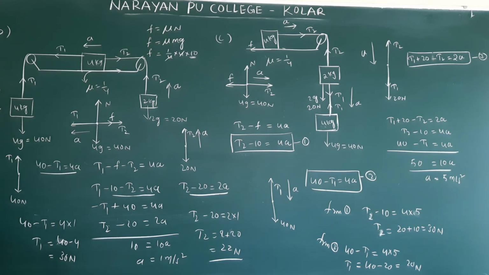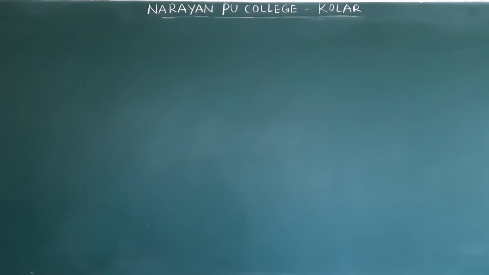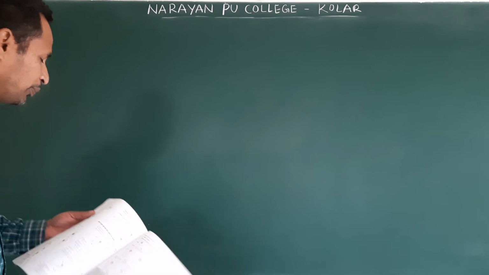So just draw the free body diagram and find the acceleration. Based on the question, substitute the A value in the required equation. Clear? Next, motion on an inclined plane.